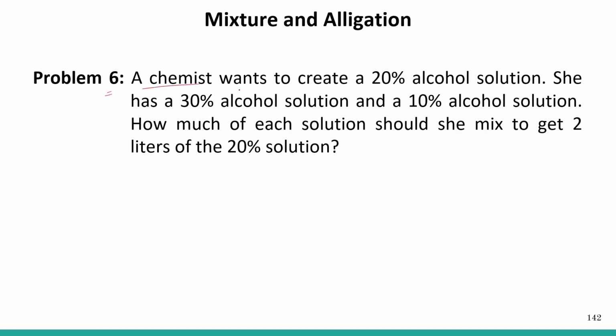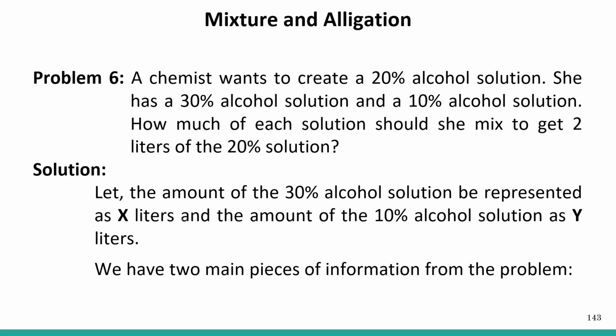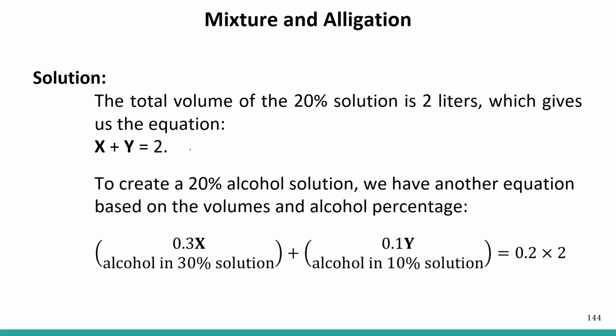Let's see problem number 6. A chemist wants to create a 20% alcohol solution. So she has a 30% alcohol solution and a 10% alcohol solution. How much of each solution should she mix to get 2 liters of 20% solution? Let the amount of 30% alcohol solution be represented as x liters, and the amount of 10% alcohol solution as y liters. So we have two main pieces of information, right?